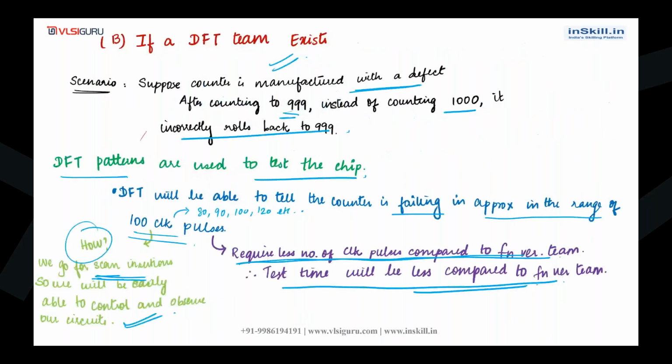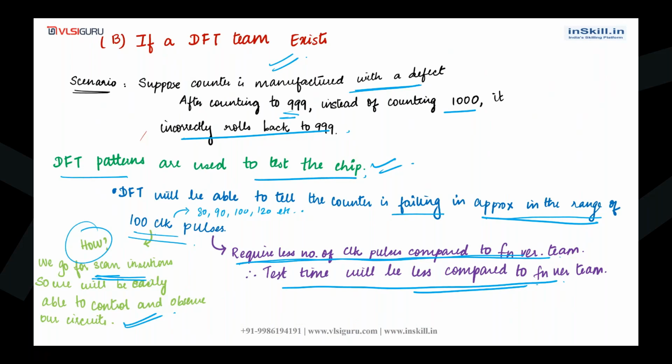Now we'll try to understand what will happen if a DFT team is present. DFT patterns will be used to test the chip. In that example, the DFT team will be able to tell that the counter is failing in approximately the range of 100 clock pulses itself, somewhere around 80, 90, 100, 120. So the DFT team is able to tell that the counter is failing in a significantly smaller number of clock cycles compared to the functional verification team.